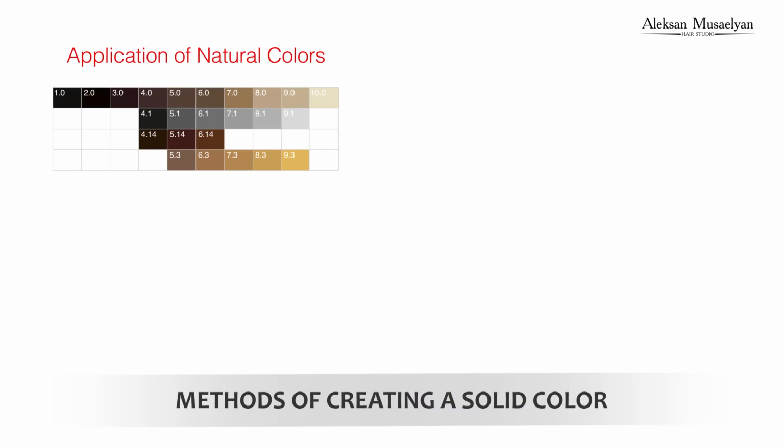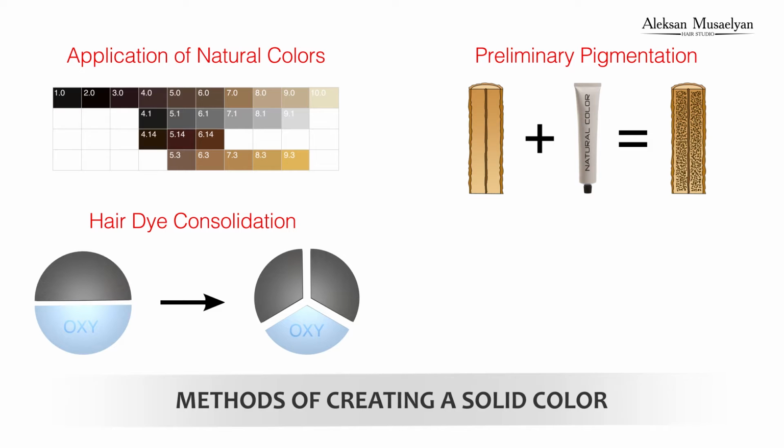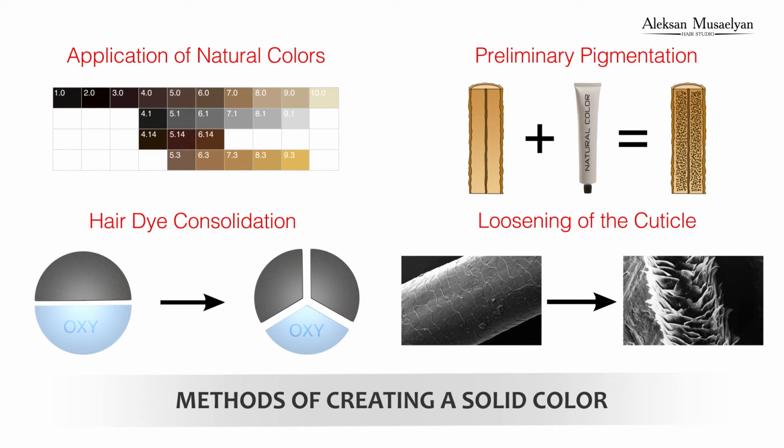Unfortunately, not all dyes are able to cover 100% of the background. And quite often, we can notice glimmering grayness on the background of the colored hair, especially after the first washing. What can we offer to create a solid, fast color? Application of natural colors, preliminary pigmentation, hair dye consolidation, and loosening of the scaly layer, the cuticle.